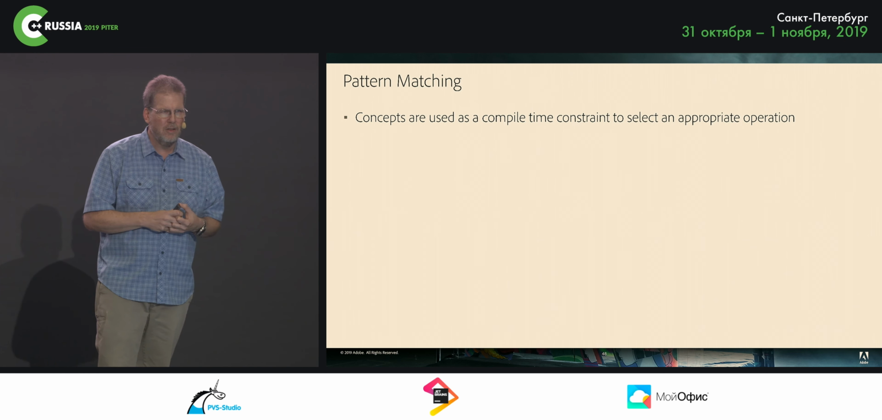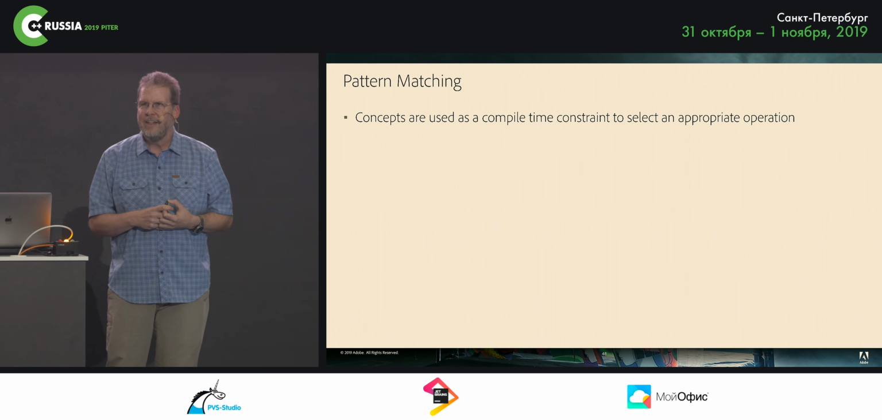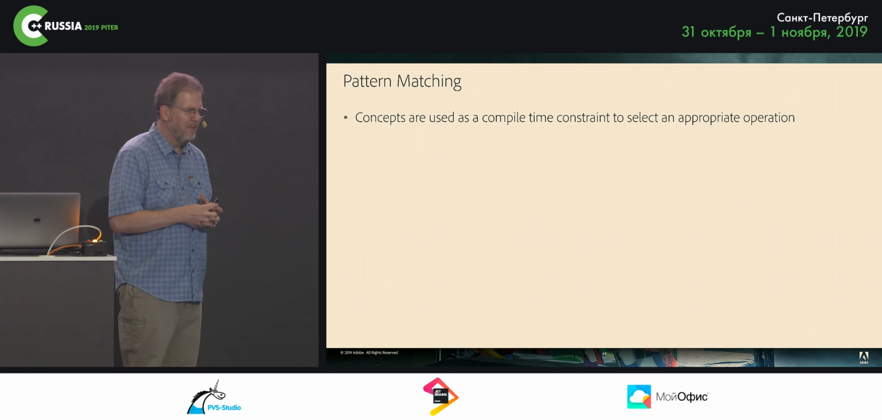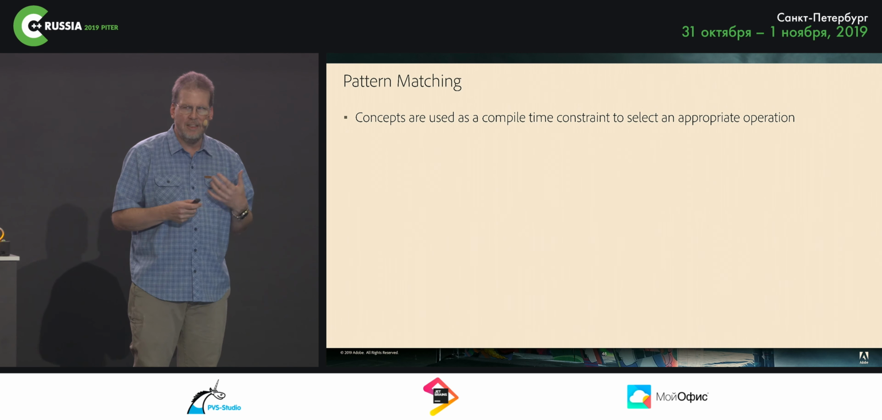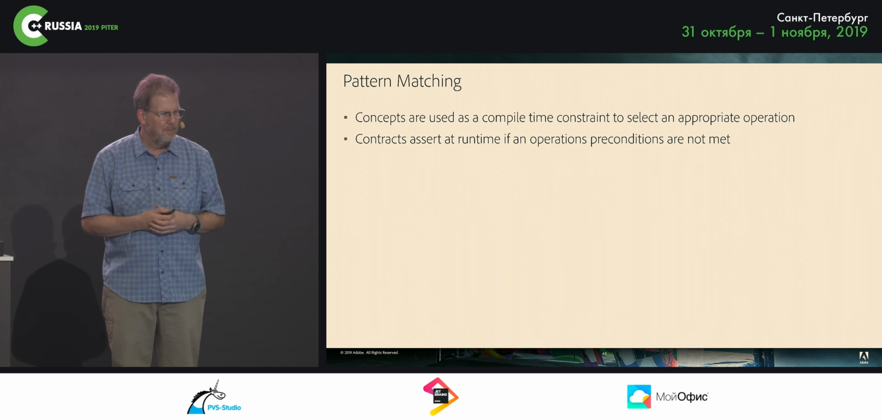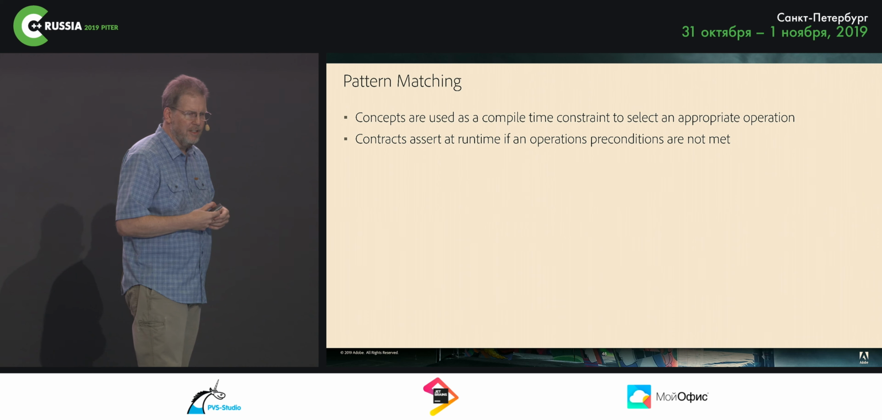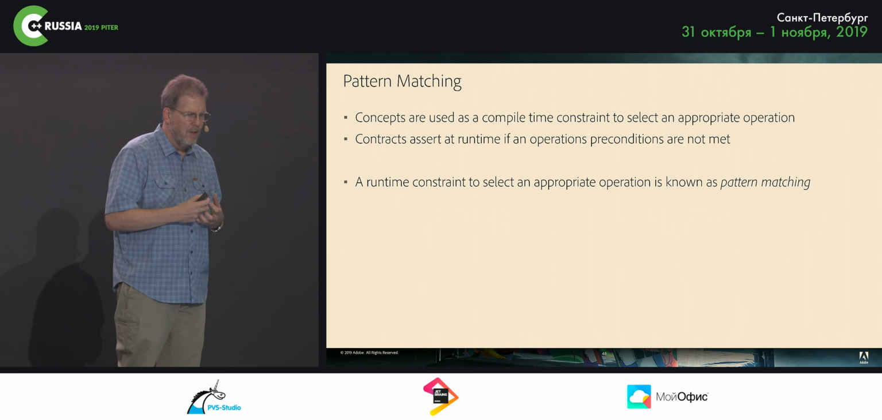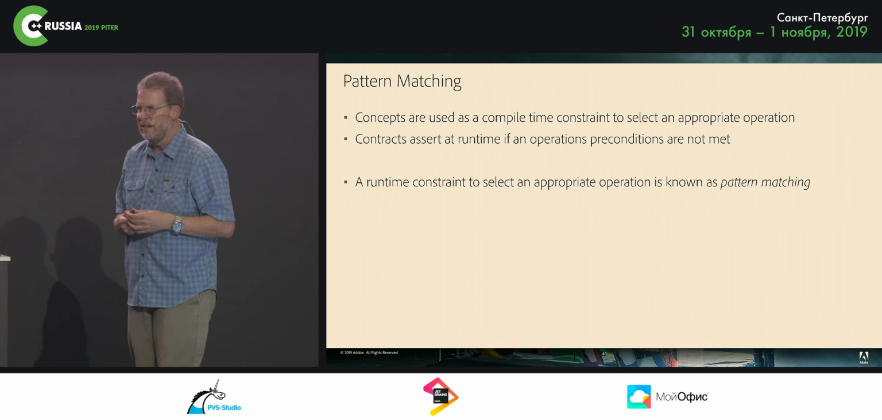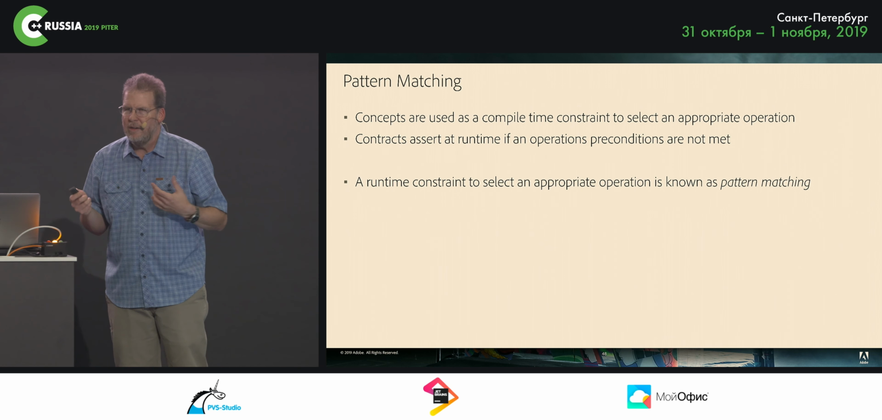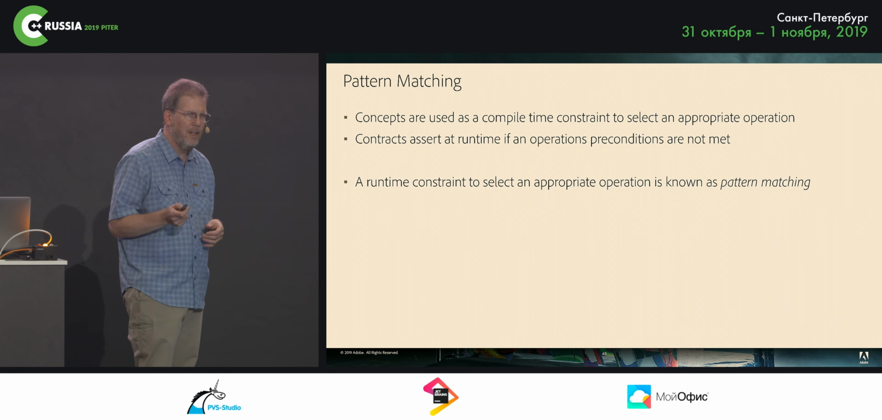Pattern matching is also closely related. Do we have any Haskell developers in the audience? I think one hand went up. So concepts are used as a compile time constraint to select an appropriate operation. Contracts assert at runtime if an operation's preconditions are not met. A runtime constraint to select an appropriate operation is known as pattern matching. Right? We don't yet have pattern matching in C++, although there's a paper working its way through the committee for pattern matching.